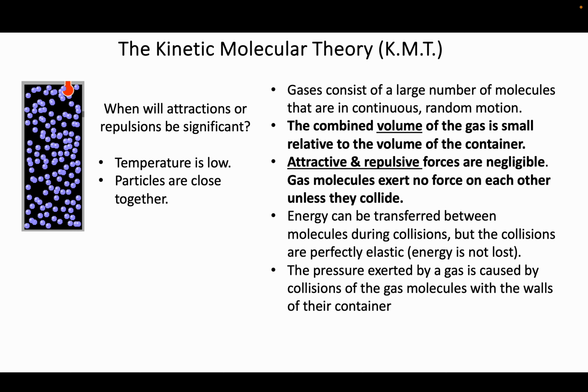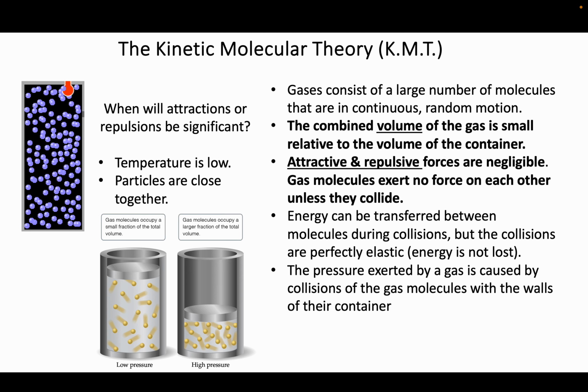When would the attractions or repulsions be significant? If the temperature was low or the particles were close together, these were conditions where attractive forces could be relevant. This is saying that the volume of the gas is also important. If the volume of the gas particles is large relative to the overall volume of the container, that was going to lead to deviations from the kinetic molecular theory. That's what's shown within the image right here.